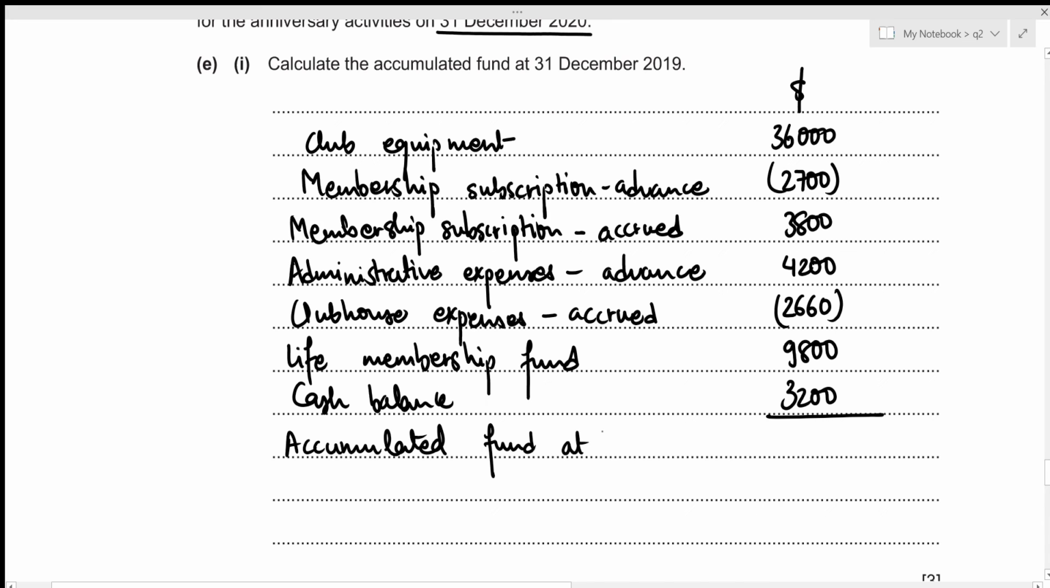Now we can easily figure out our accumulated fund at 31st December 2019, and this is just going to be the sum of these 7 amounts. That's 36,000 minus 2,700 plus 3,800 plus 4,200 minus 2,660. Okay, we need to subtract life membership fund, so that's minus 9,800 plus 3,200, which results in the accumulated fund having the value of 32,040. This concludes the first part of the fixed question.